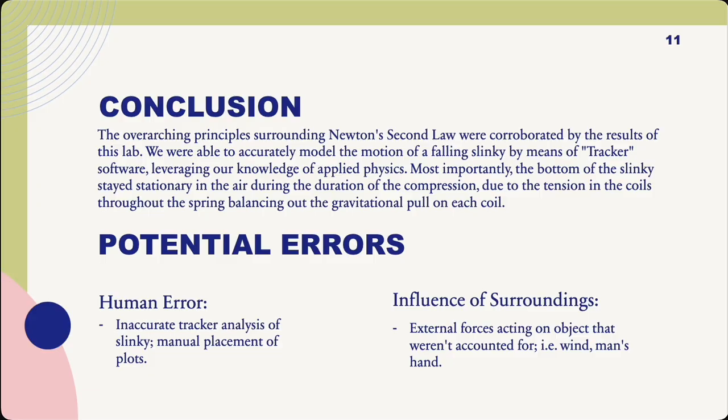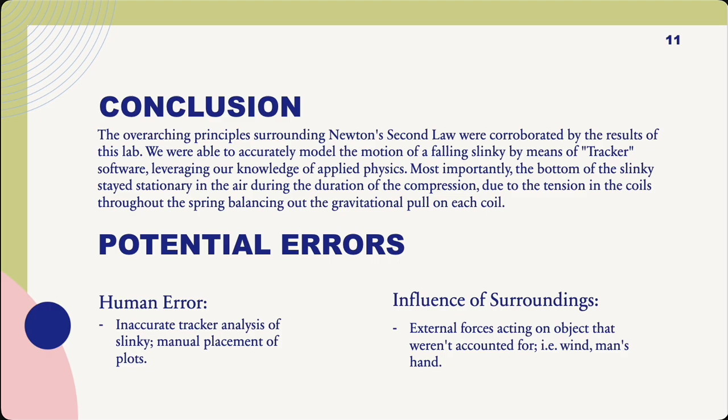So that brings us to the conclusion, and I'll read this for you here. The overarching principles surrounding Newton's second law were corroborated by the results of this lab. Now, we were able to accurately model the motion of the falling slinky by means of the tracker software, doing so by leveraging our knowledge of the applied physics, the modified position and velocity formulas. Now, most importantly, the bottom of the slinky stayed stationary in the air during the duration of the compression, and I'll go more in depth into this on the next slide in the discussion, but this is basically due to the tension in the coil negating the effect of gravity.